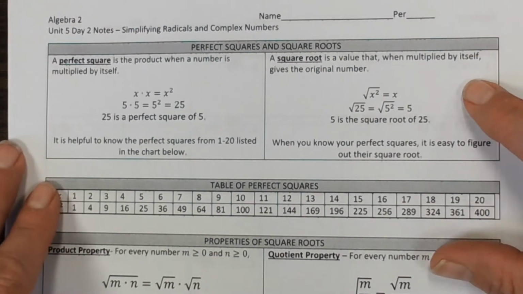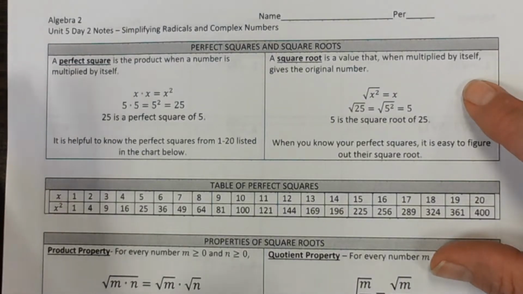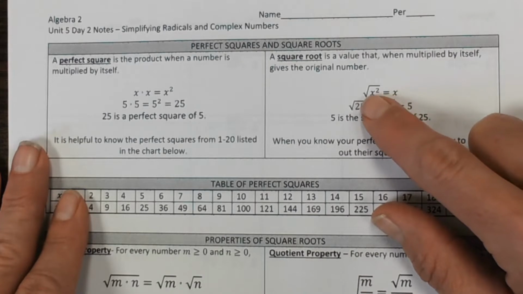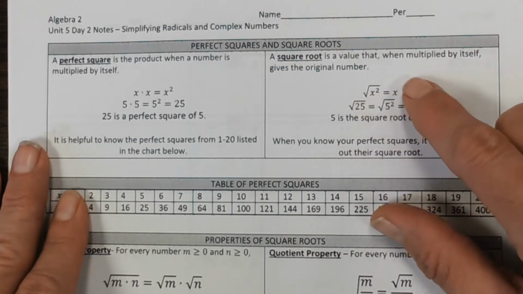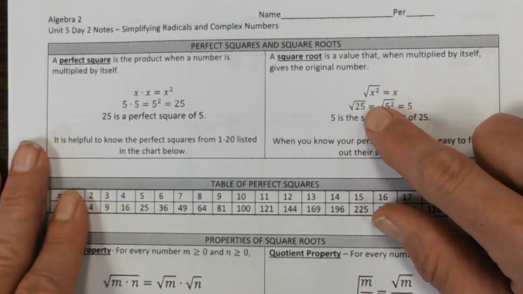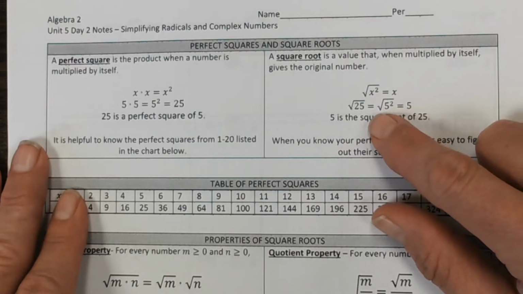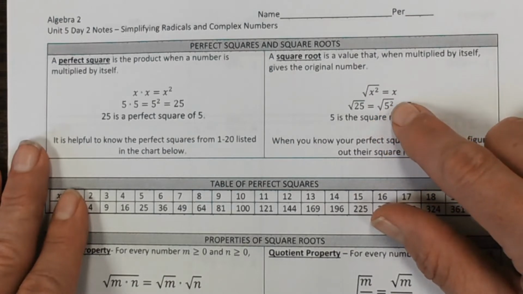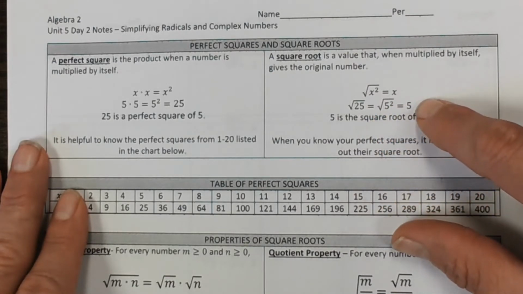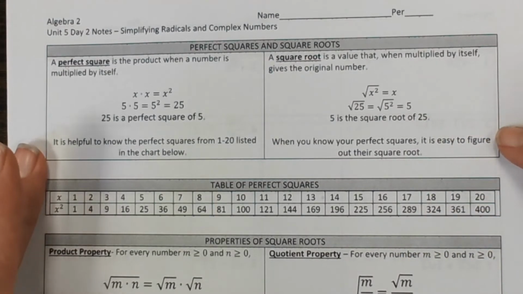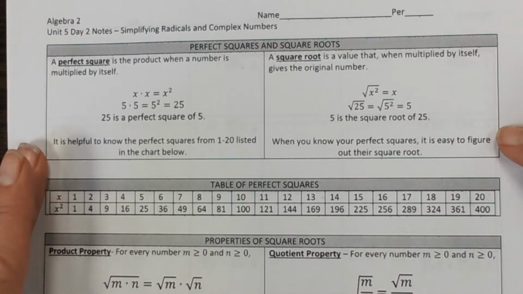Now the square root is the inverse operation of a square, right? So if I take a square root of x squared, it undoes the square and I just get the x. Or if I have the square root of 25, I know that 25 is 5 squared, so that square root undoes the square, and so it leaves me with 5. And so 5 is the square root of 25. So when you know your perfect squares, it's easy to figure out their square root.